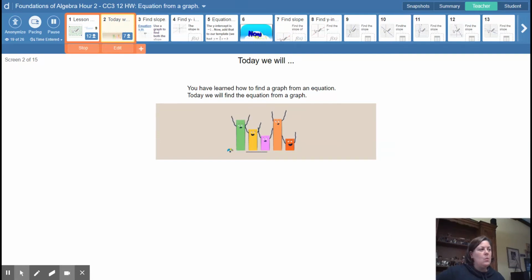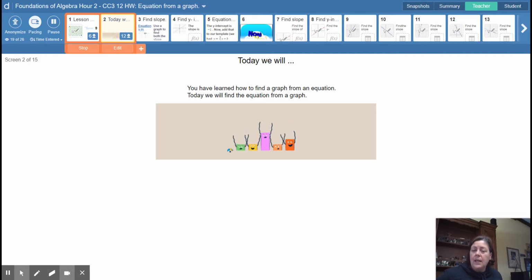All right, so this is lesson 12 of our unit, and we're going to build on what we talked about last week. On Thursday of last week, we talked about going from an equation to a graph, and then so we found the slope, we found the y-intercept, we plotted at least 2 points, 3 if you could make it work, and then we drew the line on the graph, okay? So today we're actually going to go in reverse. We're going to be given a graph, and then we are going to write an equation from the graph.